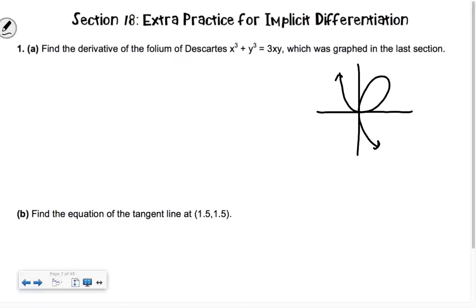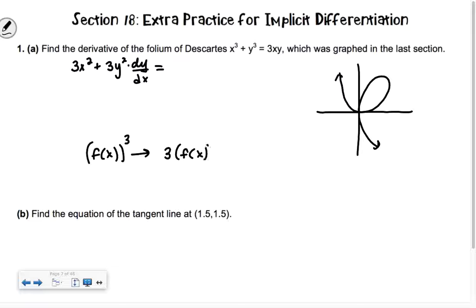So the derivative of x cubed is going to be 3x squared. The derivative of y cubed is going to be 3y squared times dy over dx. Okay, so we remember whenever we take the derivative of a y term, we need to tack on the dy over dx. Just like when we had f of x cubed, the chain rule told us that we did 3 times f of x squared times f prime of x, right? That's what we're doing. So implicit differentiation is related to the chain rule.